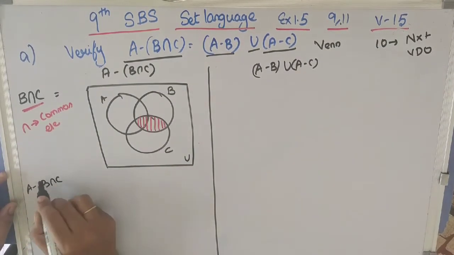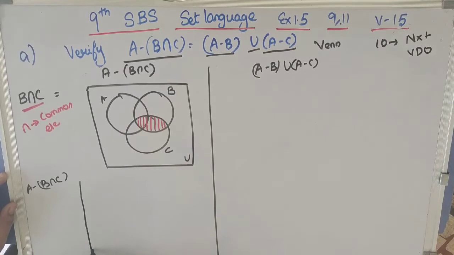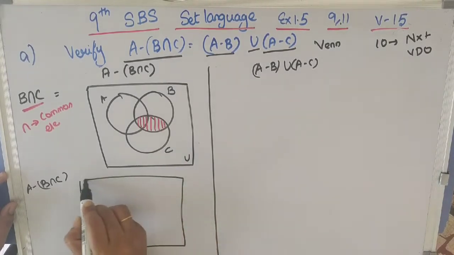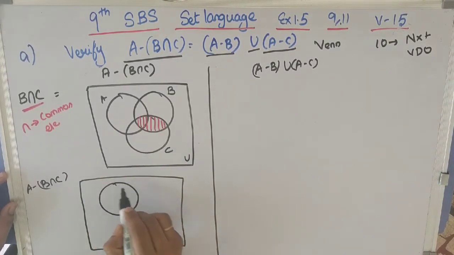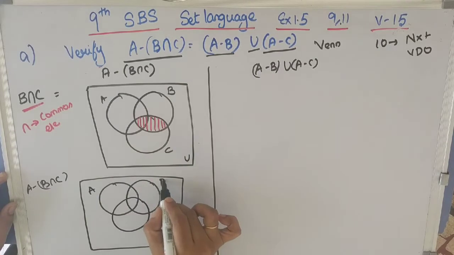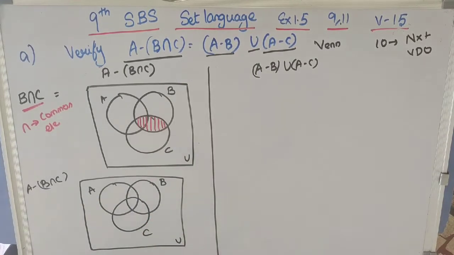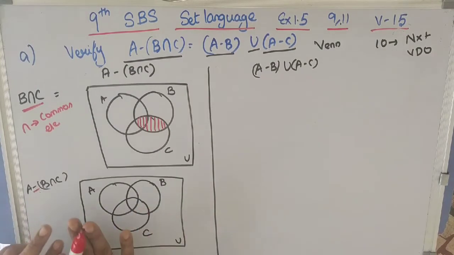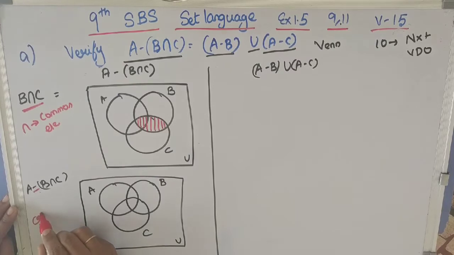Now we have to find what is A difference B intersection C. So, now I am going to draw A, B and C sets within the universal set U. Okay. Now what do we have to find? A difference B intersection C, isn't it? What do you mean by difference? Difference means first step we have to cancel the common elements. The second step we have to leave the second set completely.